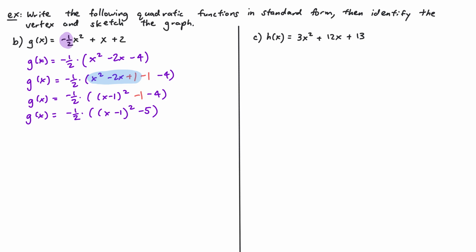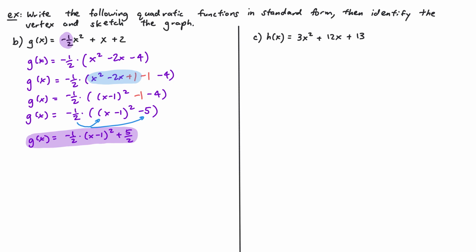And the last thing that we'll do is we'll take that -1/2 and distribute it inside the parentheses, multiply it to each of our terms inside. This gives us g of x equals -1/2 times x minus 1 squared, and then -1/2 times -5 gives me +5/2. And this here is our quadratic function in standard form.